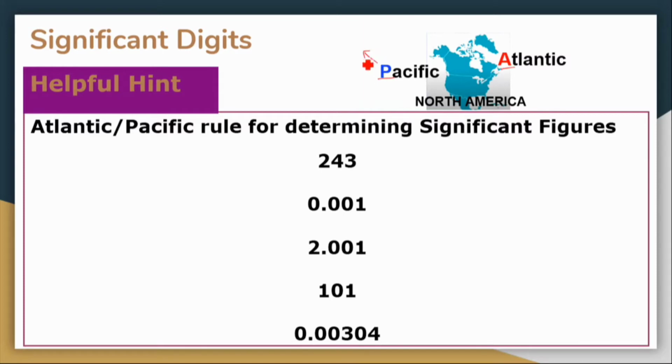P will stand for present, while A will stand for absent. So what we need to look for is the decimal point. If the decimal point is present, it means we're going to start counting from the left. If the decimal point is absent, we're going to start counting from the right. Now, what do we need to count? We're going to count from the first non-zero number.